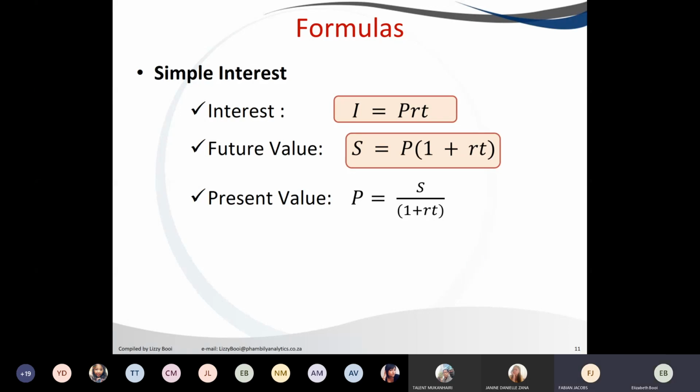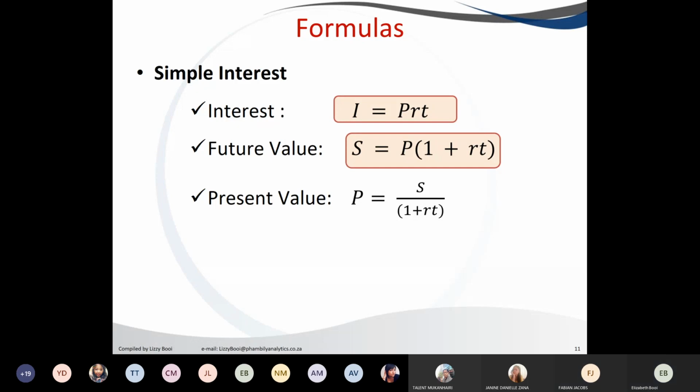One moment. Remember, you only need to write the two formulas: I equals PRT and S equals P times (1 plus RT). Those are the only two formulas. The P divided by S, you will have to derive it from the future value formula, like we did when we calculated T.